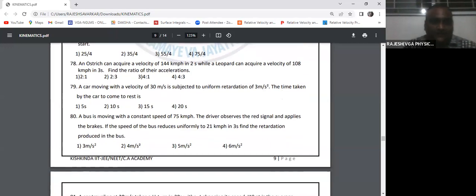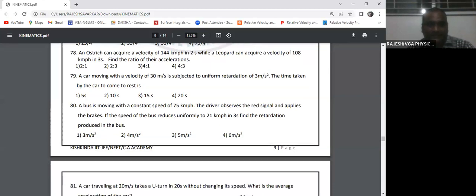A car is moving with a velocity of 30 meters per second, subjected to a uniform retardation of 3 meters per second square. The time taken by the car to come to rest. Come to rest means final velocity 0. So you can write a is equal to v minus u by t. So t is equal to v minus u by a. So 30 by 3, 10 seconds it will take.